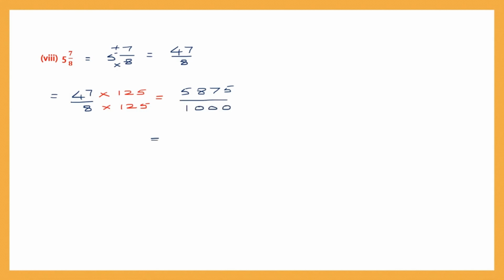So now we have 5875. We're going to make it a decimal number. So now let's look at 1000 and see how many zeros. 1, 2, 3. So our point moves 3 places to the left and the point comes here. So what is our answer? 5.875. Now let's do the same thing by the long division method.